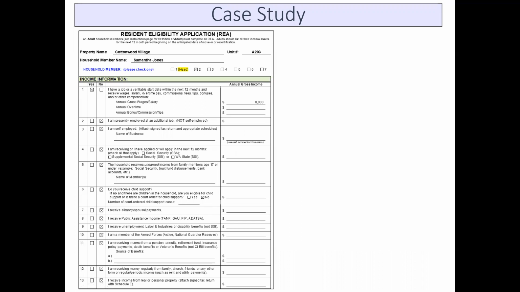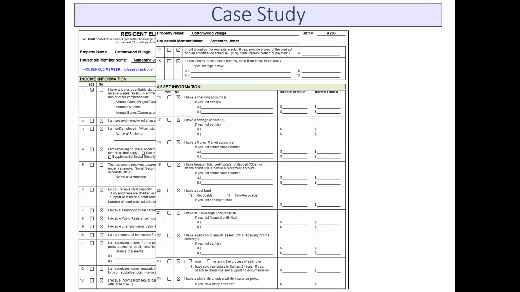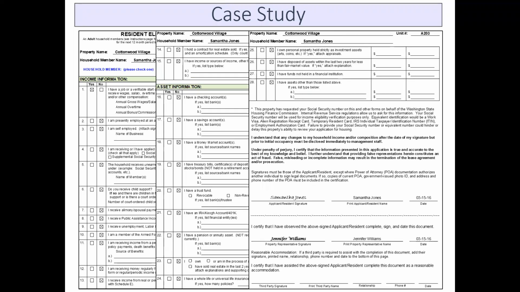So she's gone through, she's claimed a job, and we know from the first page of the REA that it was a Burger King, I think it was. So she has a job. She's not claiming any other income, not claiming any assets. Samantha signed and her signature was witnessed.